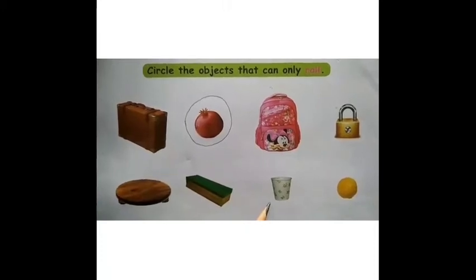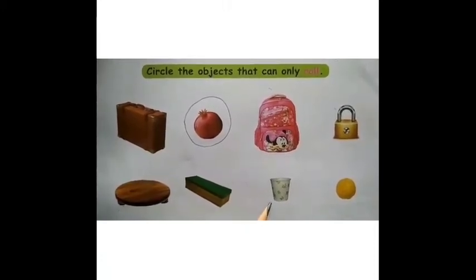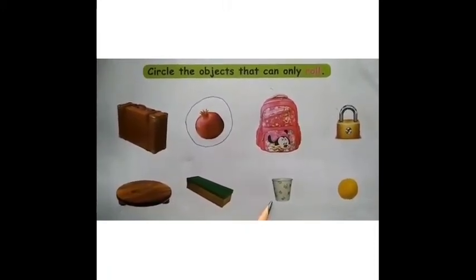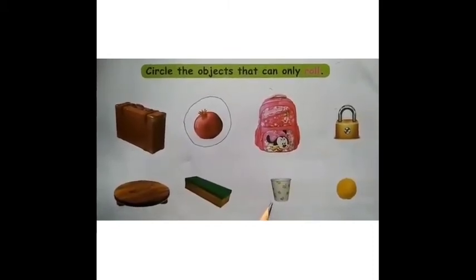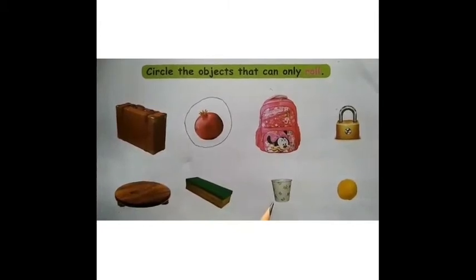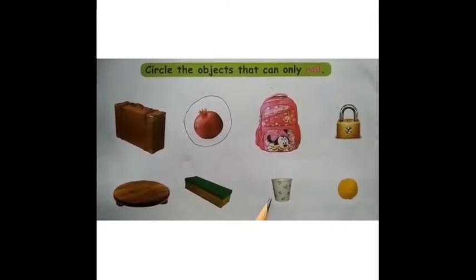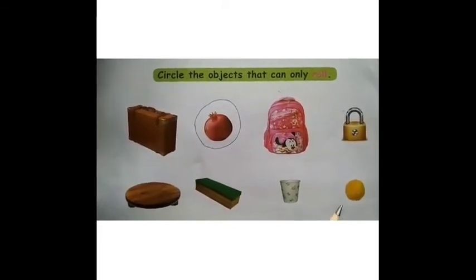Let us see the seventh one. Children, the seventh picture is what? The seventh picture is a paper cup. It is a flat shaped object. Can it roll or slide? It can only slide.